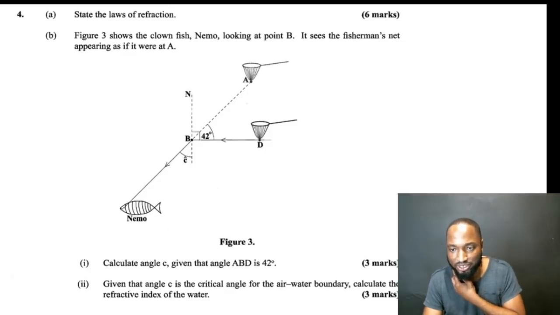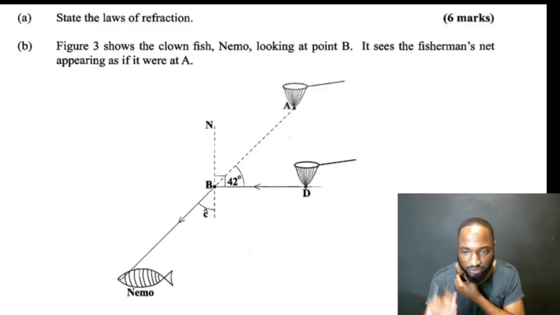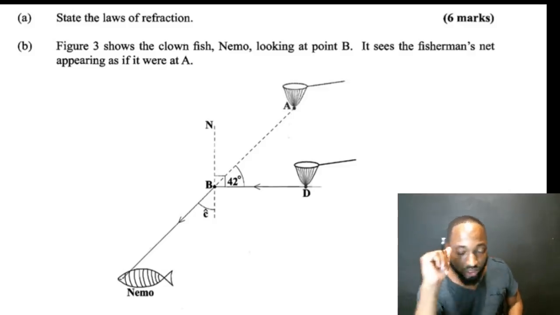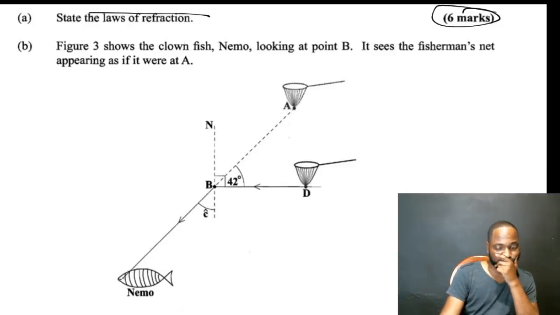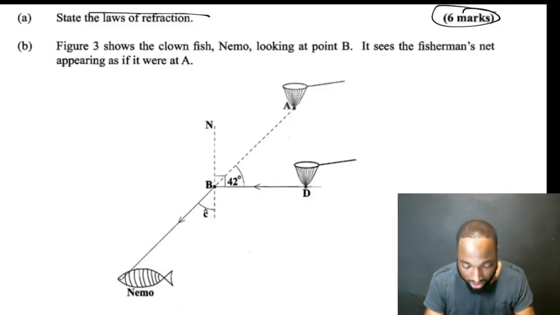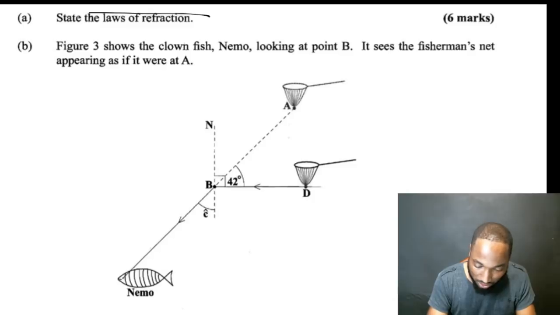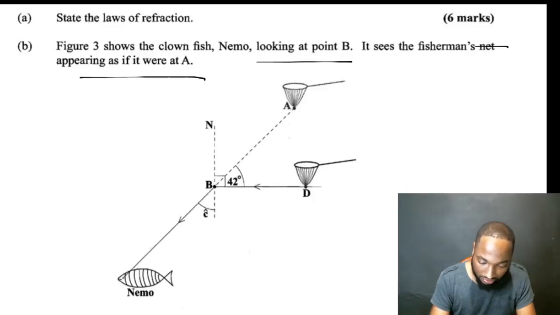Denser and rarer medium in reference to refractive index. Okay, I will explain that just now. Good point, I probably have to touch on that. You see how the question specifically calls out something there? State the laws of refraction, 6 marks. Figure 3 shows the clownfish Nemo looking at the point B. It sees the fisherman's net appearing as if it were at A.